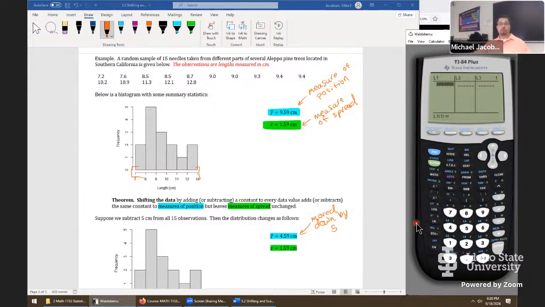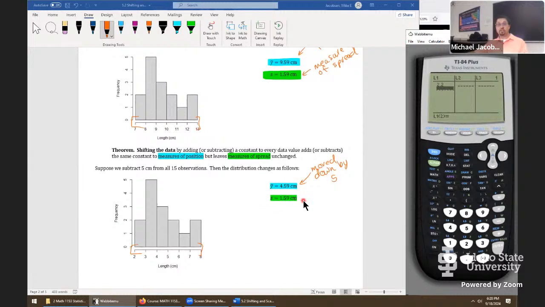This is just a demonstration. We won't do the whole thing, but go 7.2 minus 5, import all of your data like that. Go run the statistics, and this is what you'll produce. You'll notice the sample mean changed, but not the standard deviation.